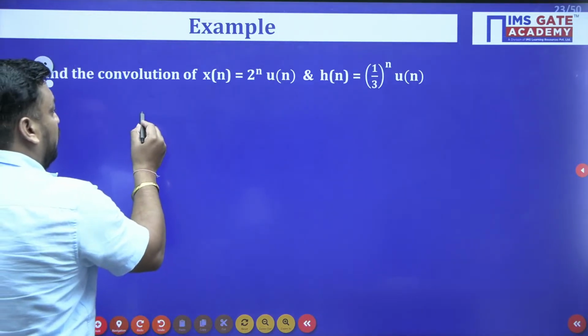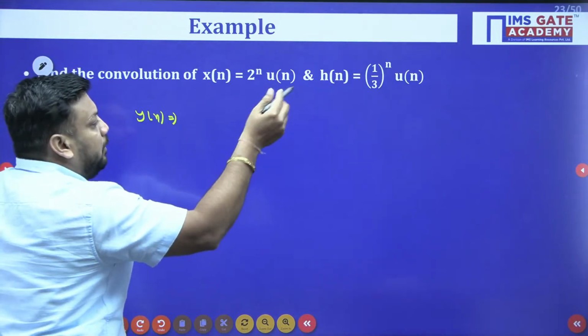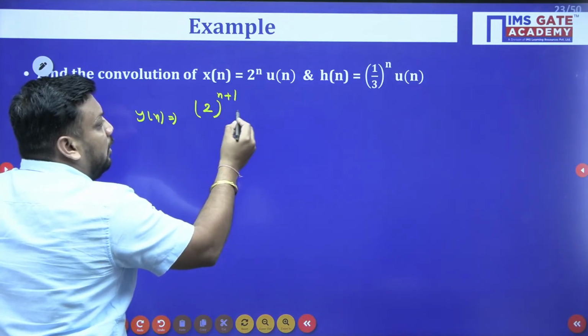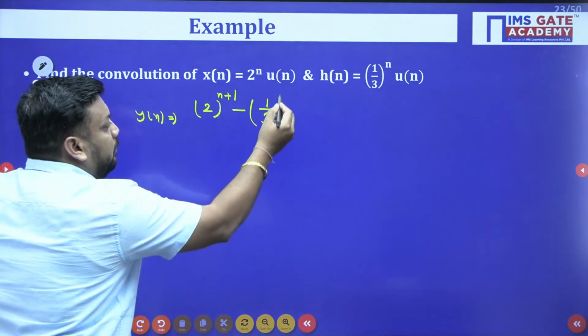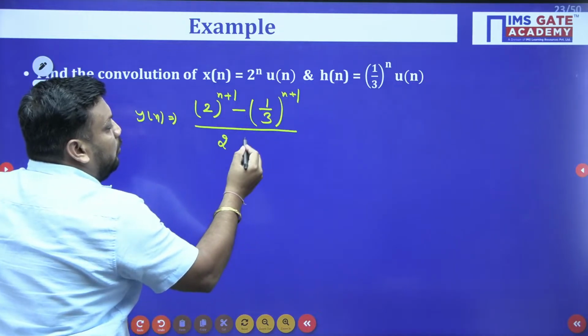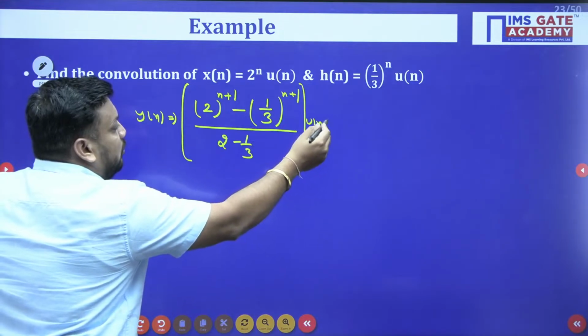So yn equal to a or b, you have to identify. So a की power n, b की power n. So answer will be 2 की power n plus 1 minus 1/3 की power n plus 1 upon simply 2 minus 1/3. A and B you have to identify only, that is the only answer.